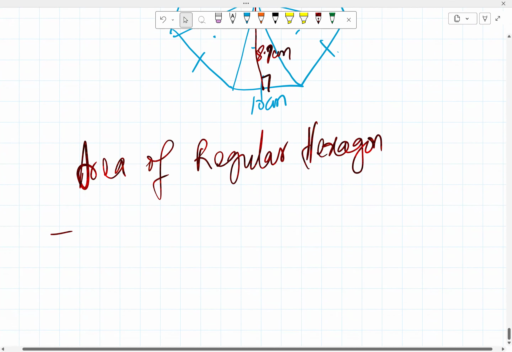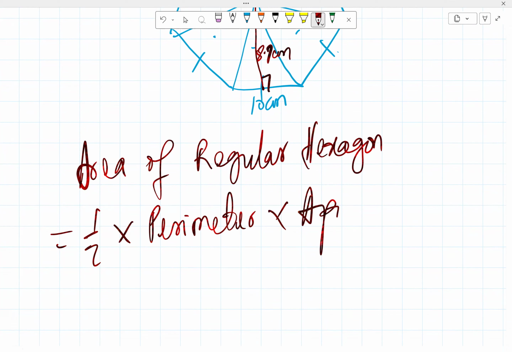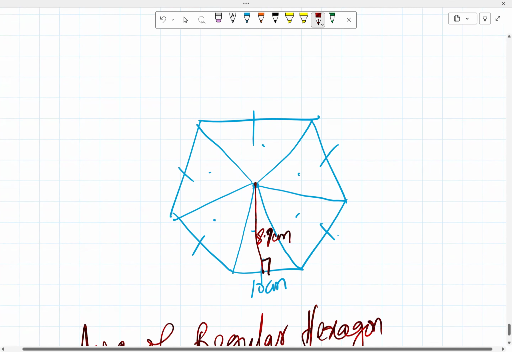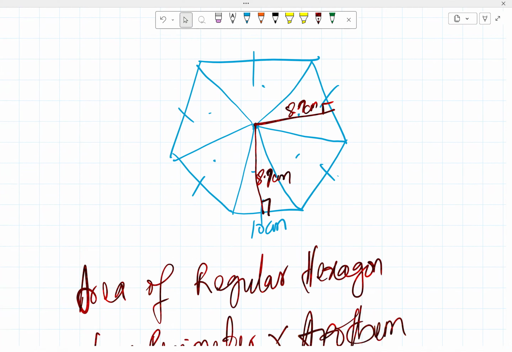So that is equal to half times perimeter times apothem. Apothem is that height. The height you can draw it anyhow. It can also come like this. It's perpendicular and it's 8.7 cm. So anyhow you want to have it, it's still the same.